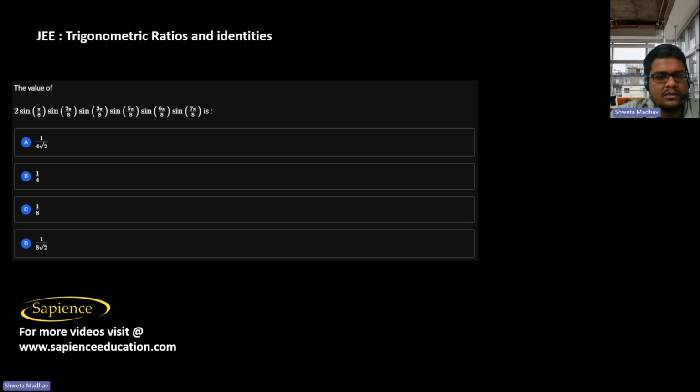Then here it is told, the value of this will be how much? So 2 sine pi by 8, sine 2 pi by 8, it is pi by 4, into sine 3 pi by 8. Now sine 5 pi by 8 I can write as pi minus pi by 8. It is same as sine 3 pi by 8.